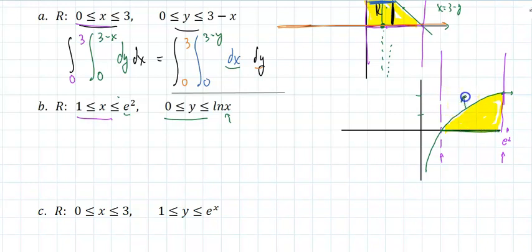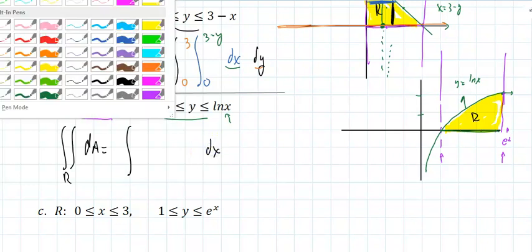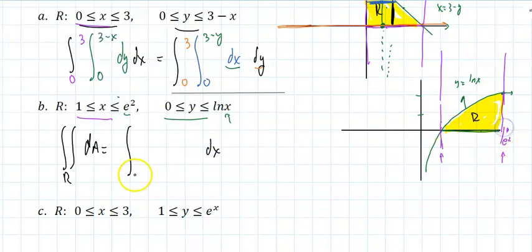This is the equation, y equals natural log of x. So let's go with the traditional. If I take the double integral over region R, where this is R, of dA, that's going to be the integral. Let's go with x first. X is going to run from x equals 0 to x equals e squared. Y is going to run from 0 to natural log of x. That's simple.